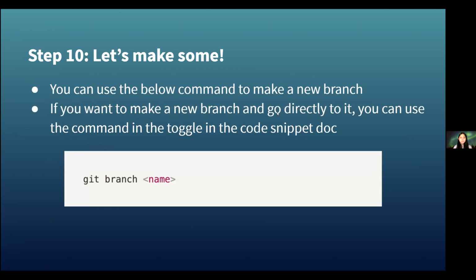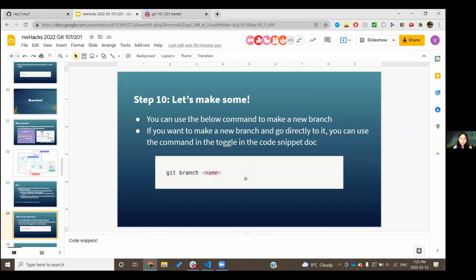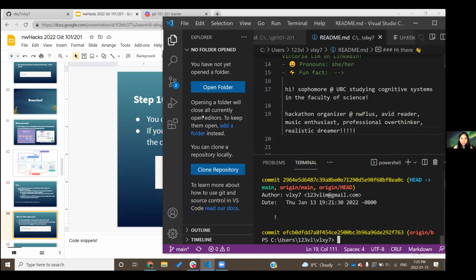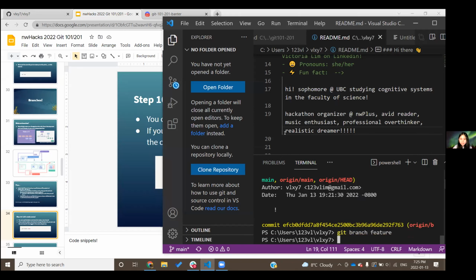We want to be able to make new branches in our code. So let's go back to our Visual Studio Code and let's type in git branch and whatever we want to name our branch. So let's say I'm adding a new feature. So I will just type in that.